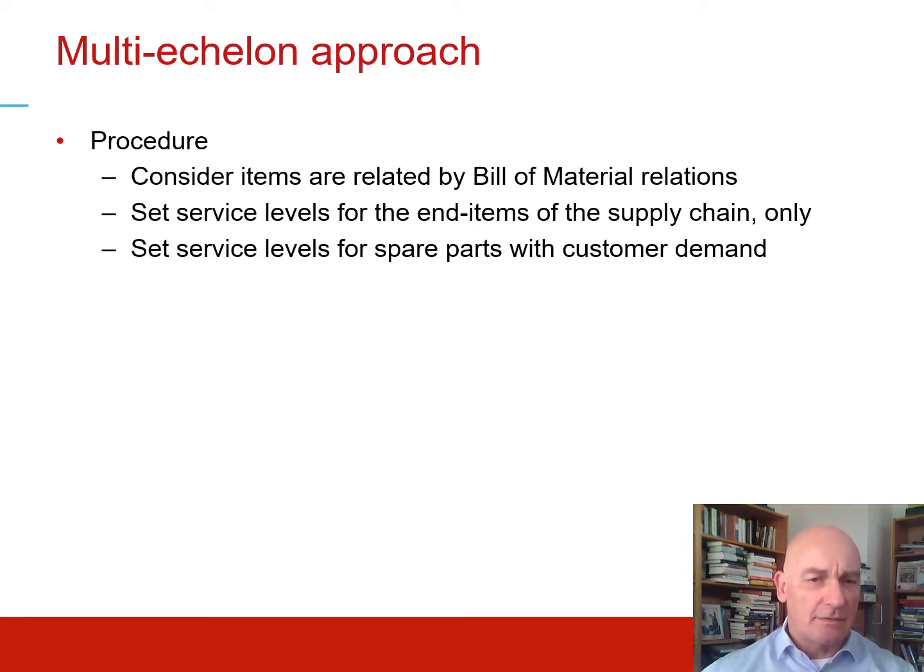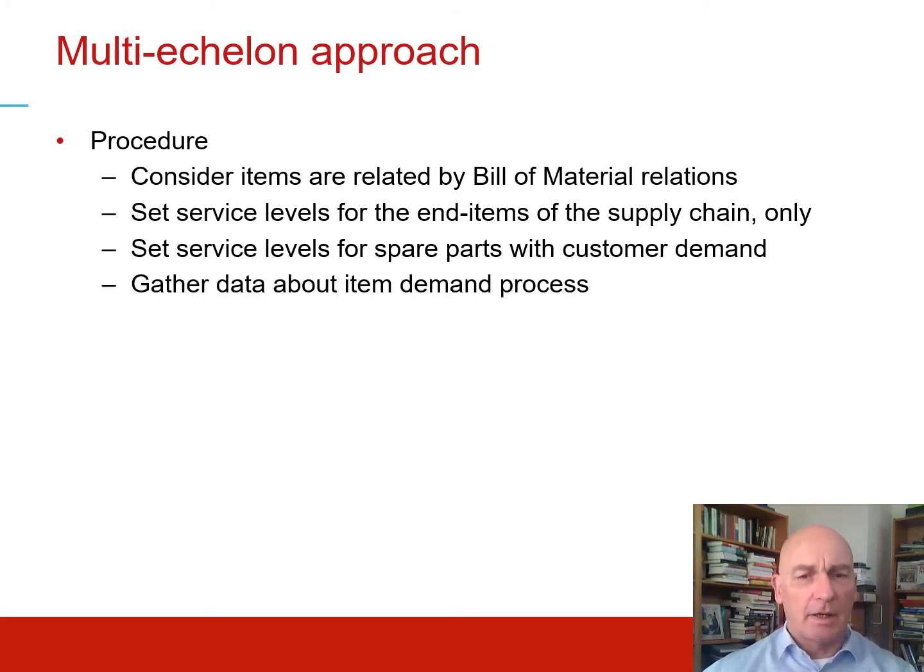That also implies that we can set service levels for spare parts with customer demand. Those spare parts typically have two sources of demand, namely when the parts are needed to assemble into a final product or module. And on top of that, we need those parts for servicing the maintenance of the products in the market with customers, users, consumers. Then we gather data about the item demand process, but only for these end items, in the same way we do a single echelon model.